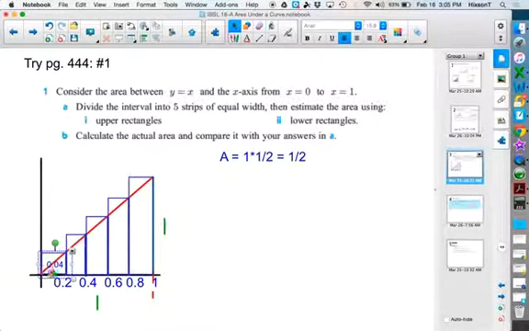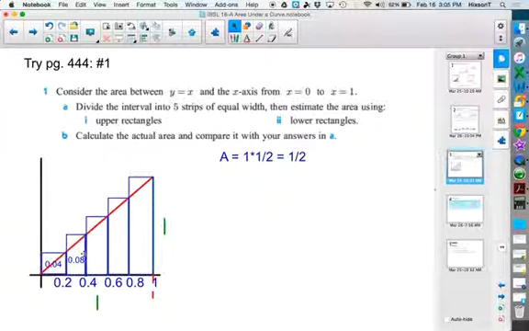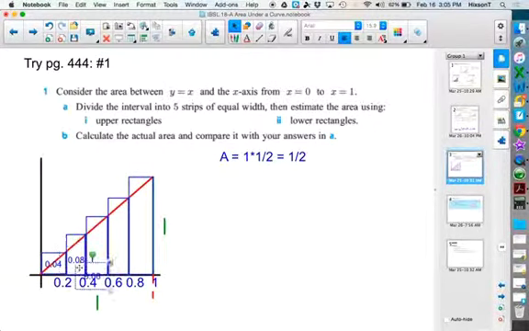Okay? So that's 0.04. How about this rectangle right here? What's the base? 0.2. And this is 0.4. And what's the area? 0.08. Okay. All right, so let's put that in there. We got 0.08. Okay. So how about our next one? 0.12. 0.2 times 0.6. 0.12.